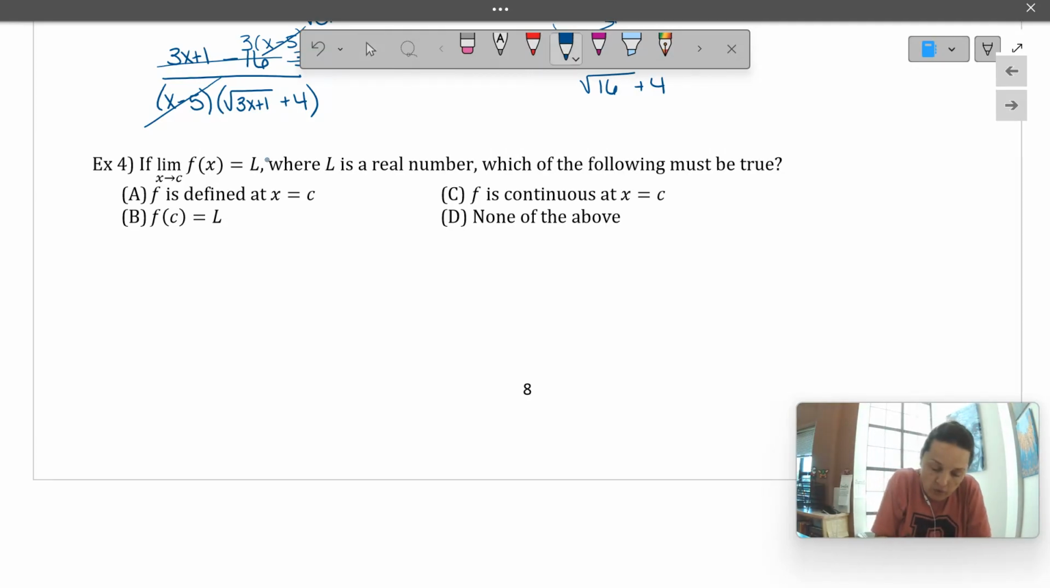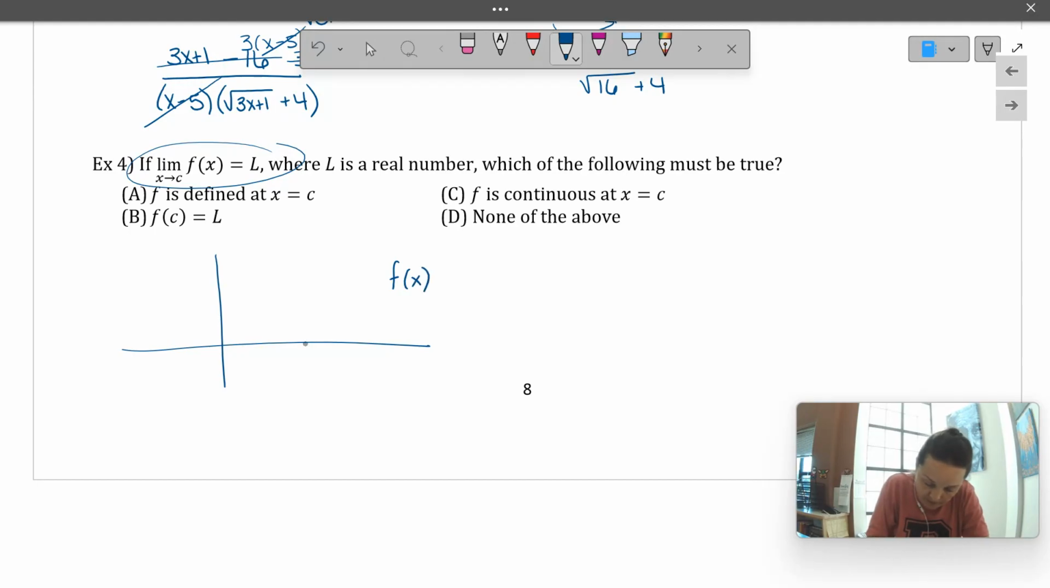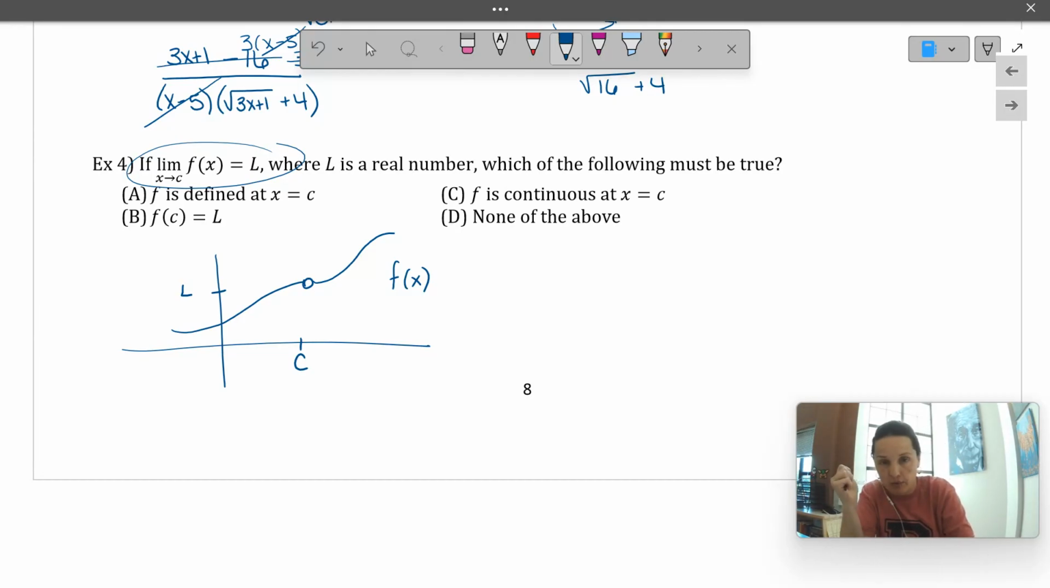So for me, when I read this, as x approaches c, the limit exists and equals L. That tells me that I have a function that near x equals c has a limit that goes to L, which means it does something like that. Since they only told me about the limit and not the function, I don't know if there's a hole at the point c, L or if there's a dot at the point c, L. So all I'm guaranteed to have when a limit exists is a hole that's connected on both sides.